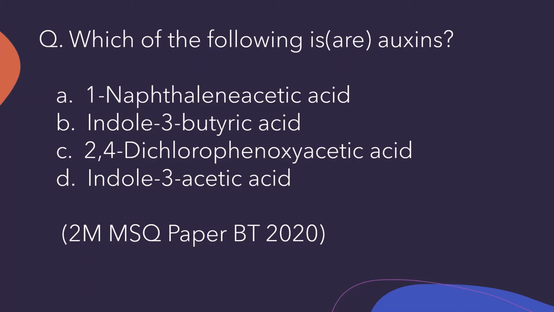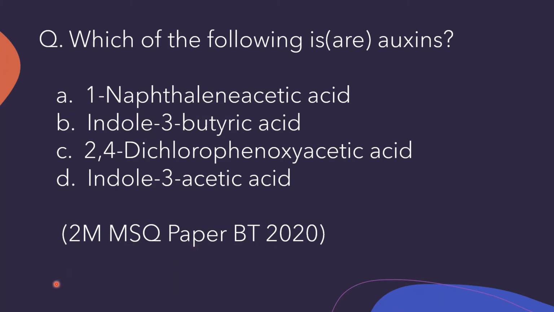So if we see here 4 options, all the 4 options are correct. Which of the following is auxin? 1-naphthalene acetic acid, indole 3-butyric acid, 2,4-D, that is 2,4-dichlorophenoxyacetic acid, and indole 3-acetic acid. All 4 options are correct for this question. This is a 2-mark MSQ question from paper of Biotechnology 2020.